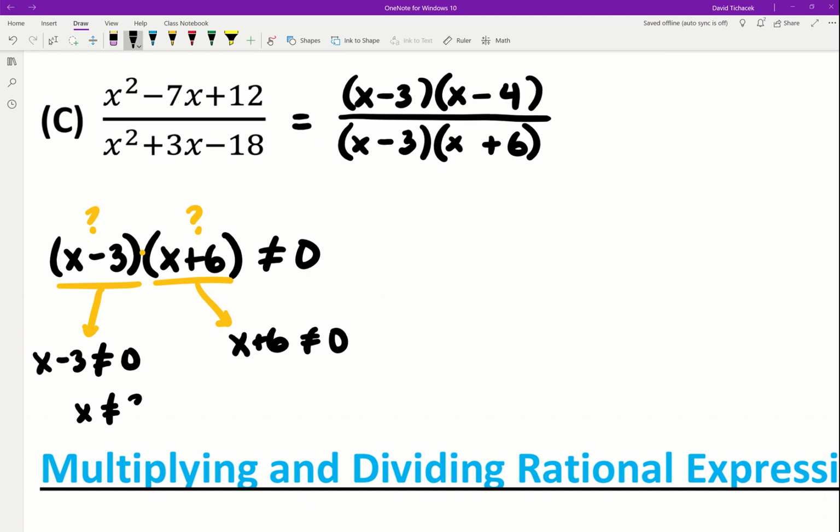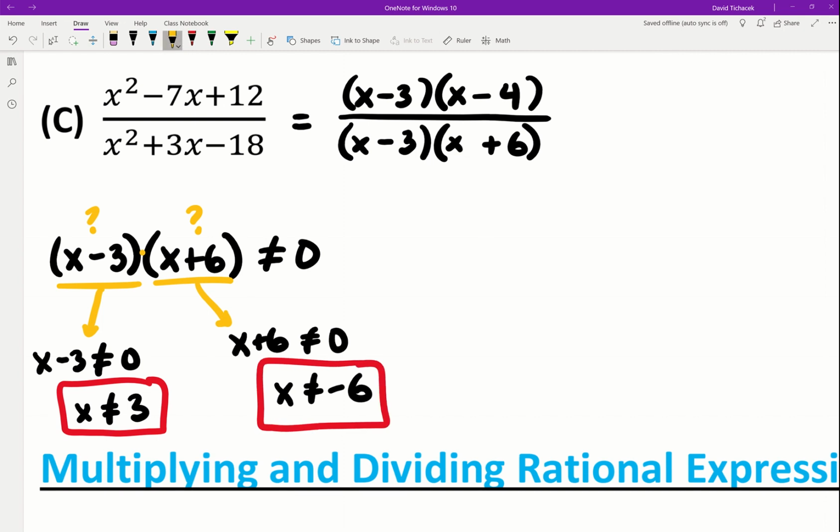X is not allowed to be positive 3. X is not allowed to be negative 6. Those are my two domain restrictions in this example, okay? And again, doing that before the cancellation step, because then when we cancel, we see that we have a common factor of x minus 3 in the numerator and denominator, and so our simplified rational expression is just going to be x minus 4 all over x plus 6.